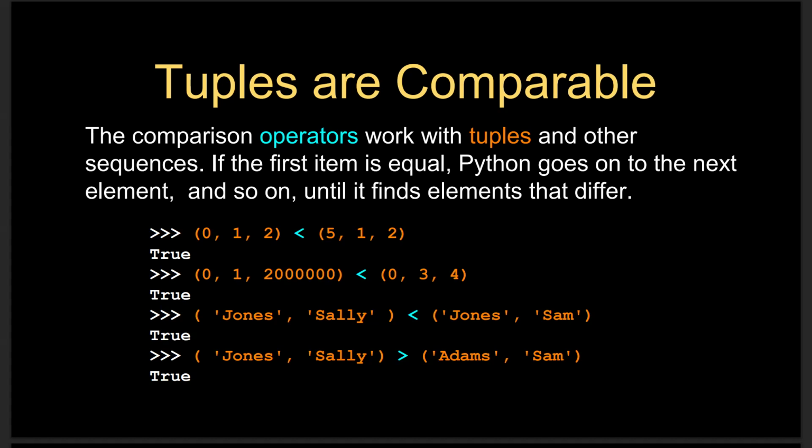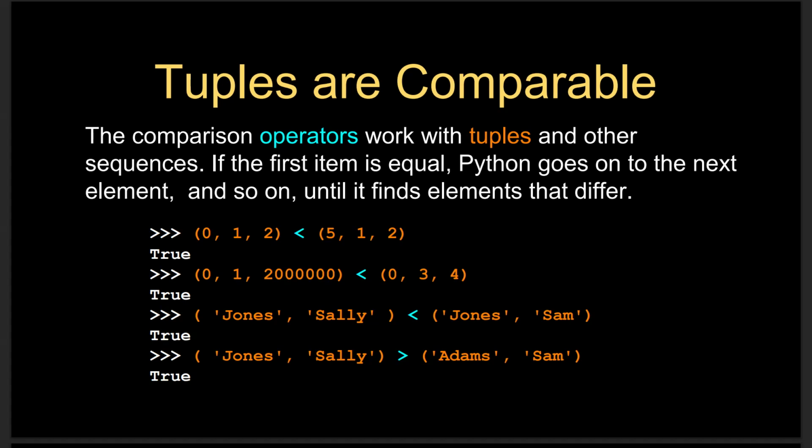Next one, Jones Sally and Jones Sam. So in the strings, how will it compare? It compares the alphabets by their ASCII values. Each alphabet has its own ASCII value, and through its ASCII value, it compares. So Jones and Jones: see here, there is no difference between Jones and Jones because every character or every alphabet is the same.